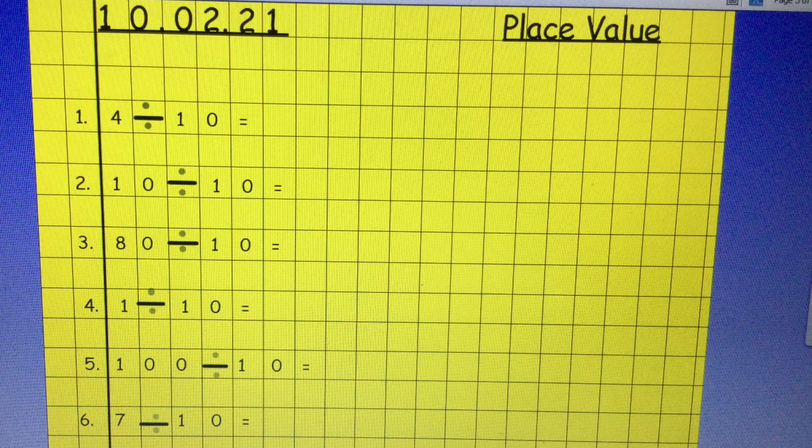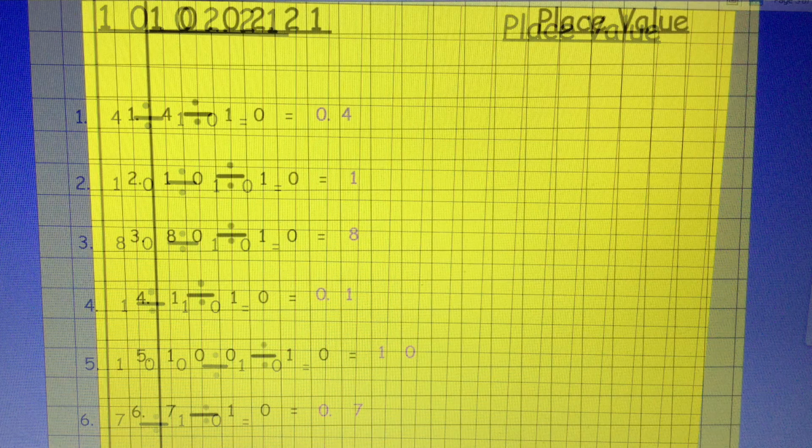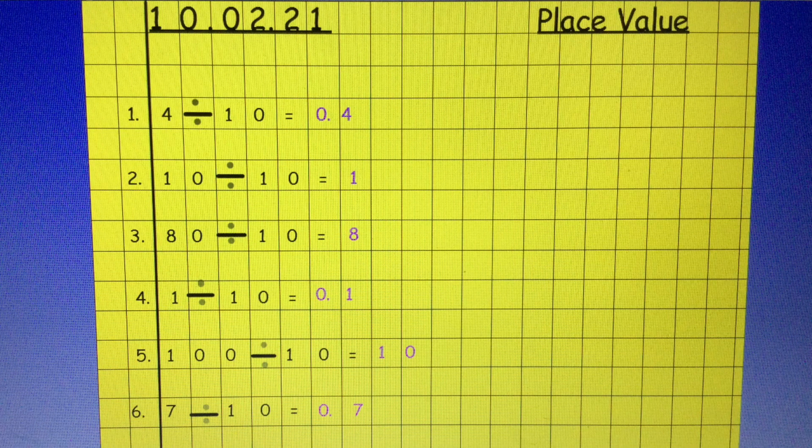Remember, the decimal point does not move, but the place value of the digits do change when you divide by 10. And here are your answers. Pause the video now to mark the questions that you've done.